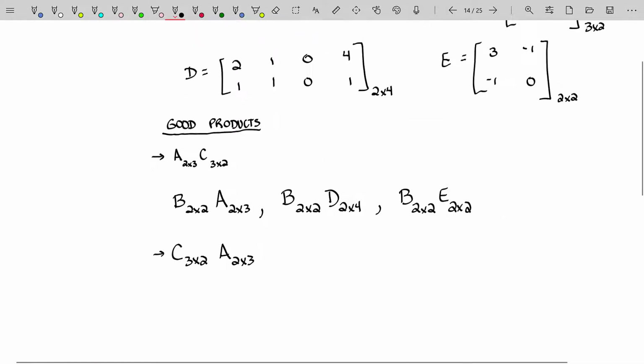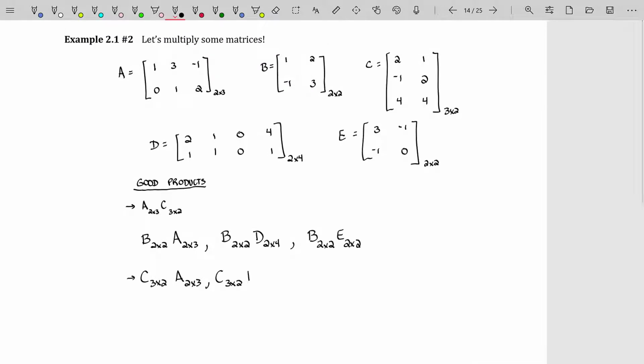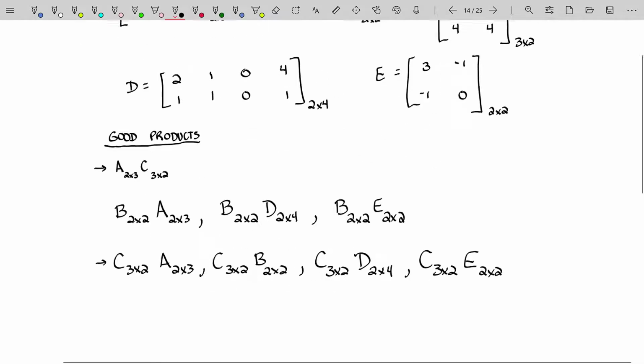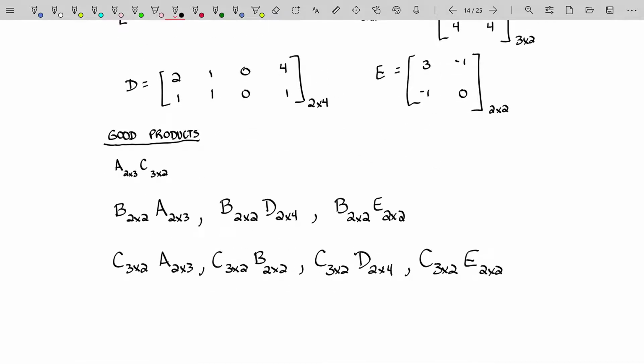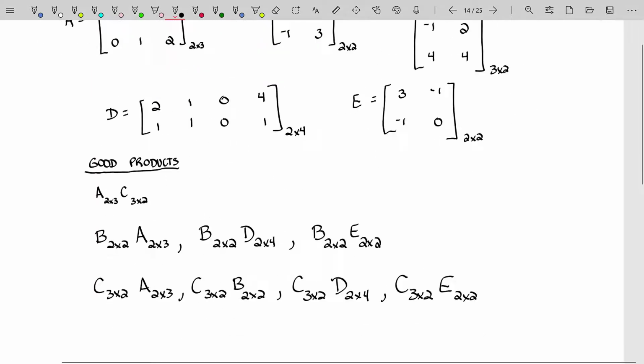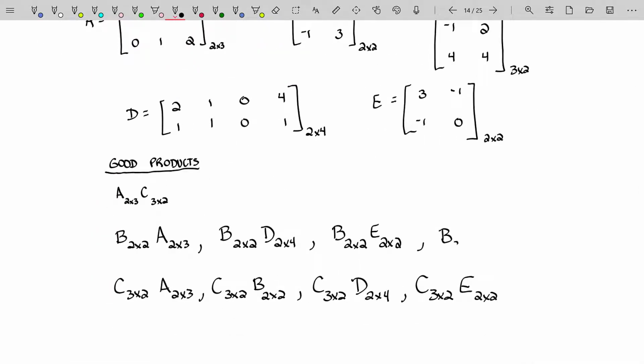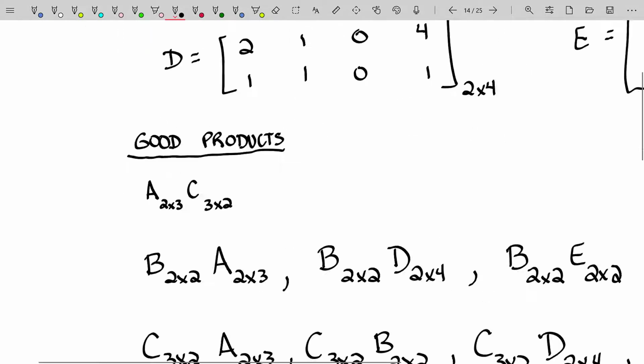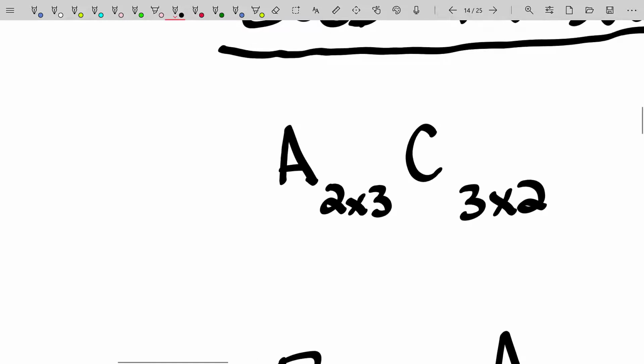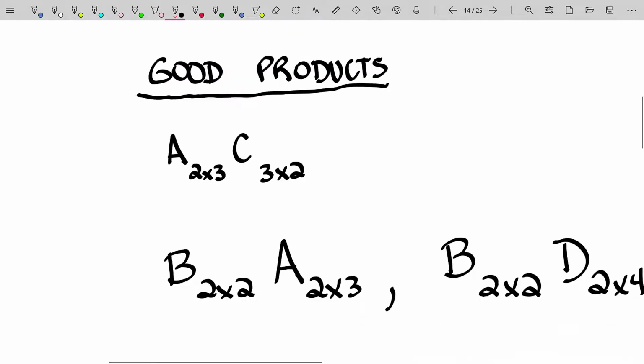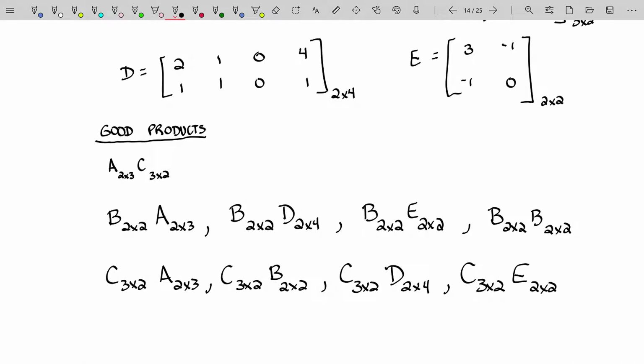All right, let's see what else we can multiply C against. We can multiply it against B. We could also multiply it against D. And finally, we can multiply it against E. Now, something I just saw that I didn't mention before, but when we're looking at all the products with B, technically, B can also multiply itself because the inner sizes match. A could not multiply itself because A is a 2 by 3. It can't multiply another 2 by 3 because the inner sizes do not match. C cannot multiply itself because it's a 3 by 2. No way that it can also multiply another 3 by 2. It just can't work like that.